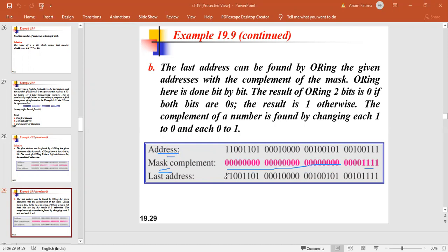And now you perform the logical OR operation. OR means that if there are two ones, the result will be 1. If either of them is a 1, you will get a 1, otherwise you will get a 0. Then you perform the logical OR of the complement of the mask and any particular given address, and that will help you find the last address.